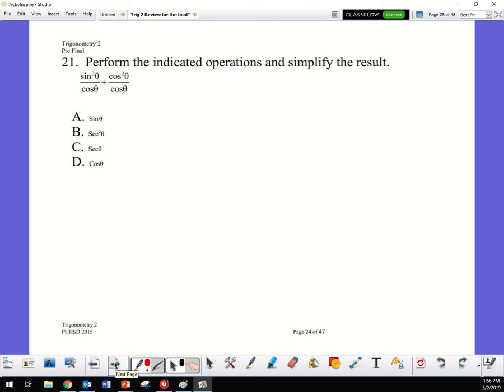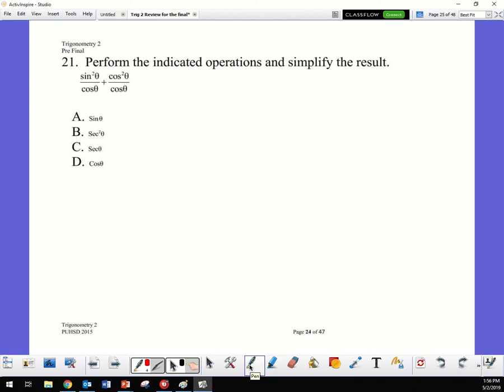All right, perform the indicated operations and simplify the result. I got D. This one is calculator too. This one does not have numbers. Would it help if you add a number? It works. Okay, watch this.